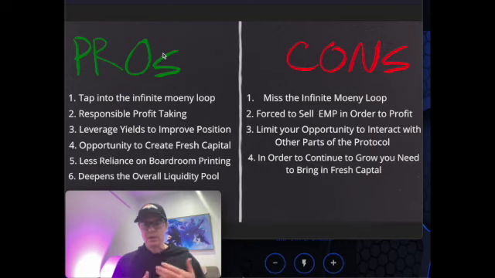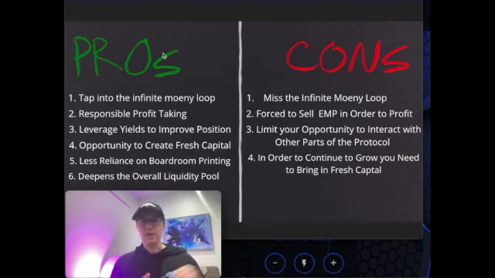So again, as we touched on this a bit earlier, because you're only able to produce EMP, you're not able to enter the detonator, for example, because you're not producing eShare to be able to buy fresh ETH. You would have to bring in your own capital to do that. You're limiting your opportunities to interact with any other parts of the protocol.